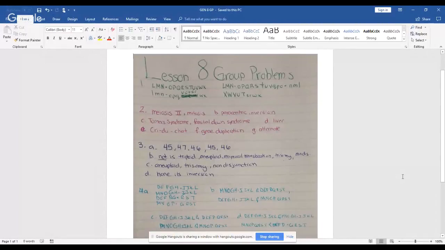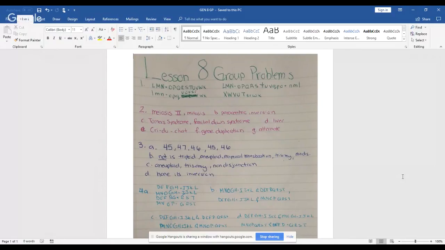2008 group problems. Question 1 said, suppose an individual is heterozygous for the following inversion: normal chromosomes, all capital L, M, N, centromere, OPQRSTUVWX, and the inversion is lowercase l, m, n, the centromere, OPQVUTSRWX. And it says, what are the four products of meiosis if there's crossover between S and T?